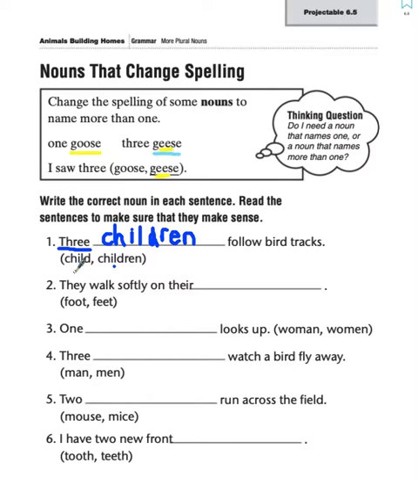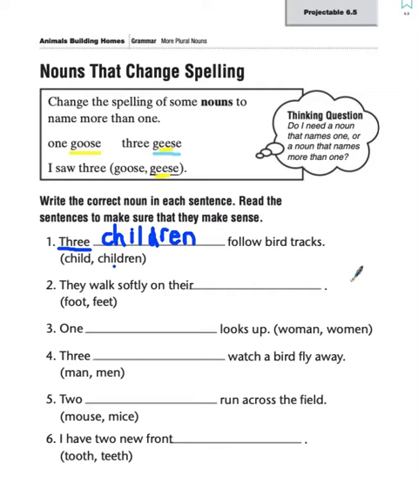All right, let's look at the next sentence. They walk softly on their blank. We have foot, we have feet. Now, there's not really a clue word in this sentence, but it's kind of one of those things you just have to stop and think about. Think what is at the bottom of your legs.